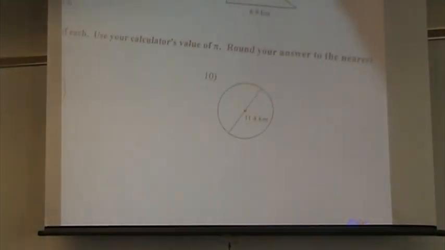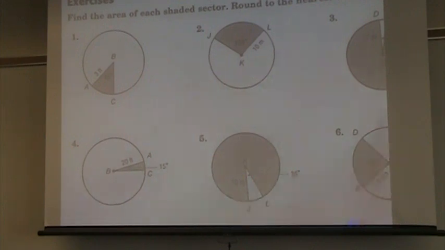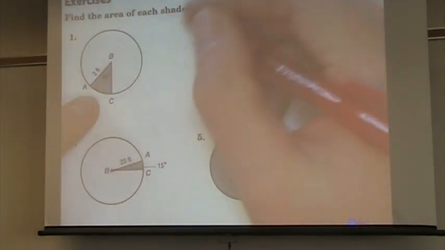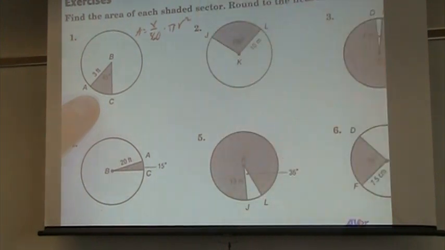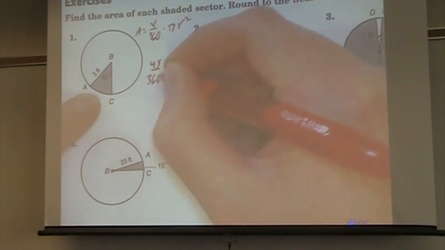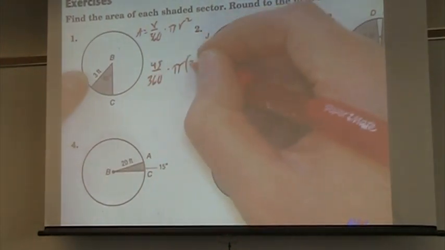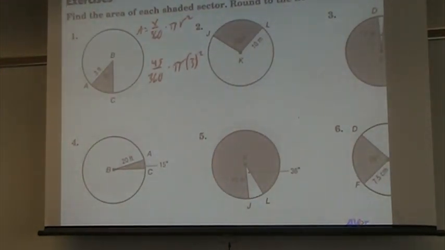And on the other side, we have some sectors. So sectors, we're going to use our sector formula. We can just do number 1. Area equals x over 360 times pi r squared. And we've got x is 45. So 45 over 360 times pi r, that's 3, squared. And we can just put that whole thing into our calculator if you want, or you can solve half of it and then multiply it by the other part.